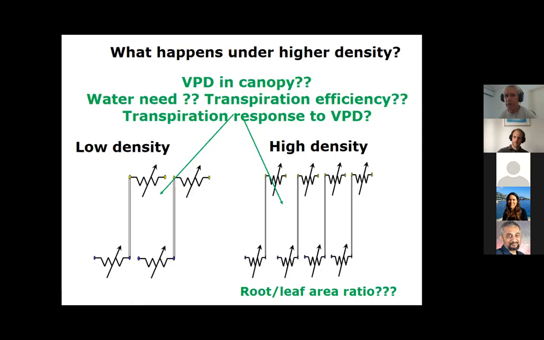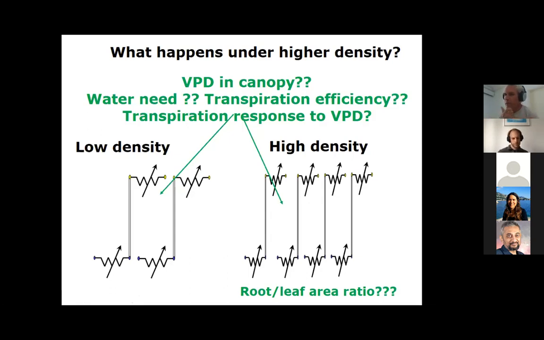So what kind of effect do we have that has consequences with regard to VPD? What's up with the VPD in the canopy? How are the water needs affected? Of course, we work in the Sahelian region, where water is limited. If we put more plants, we're going to be using more water. Can we do that? What about transpiration efficiency?